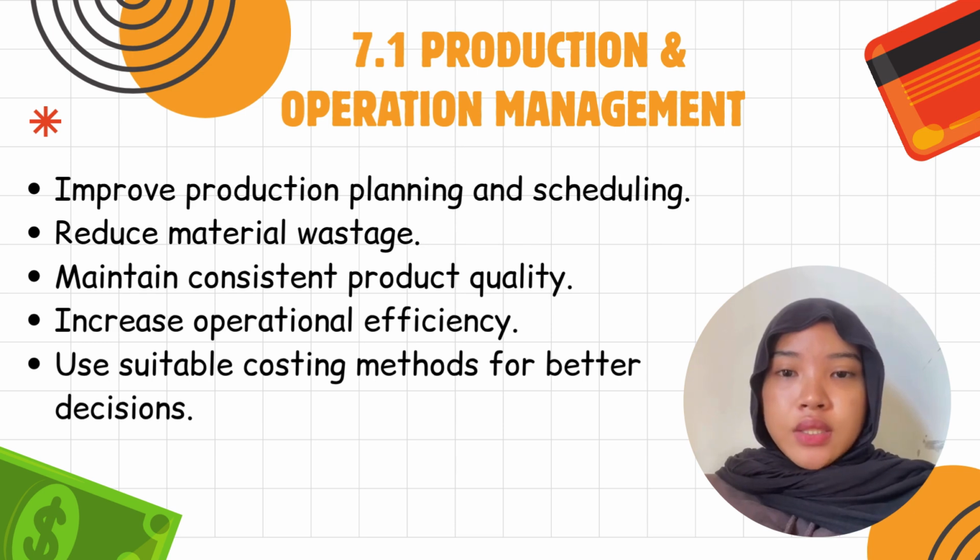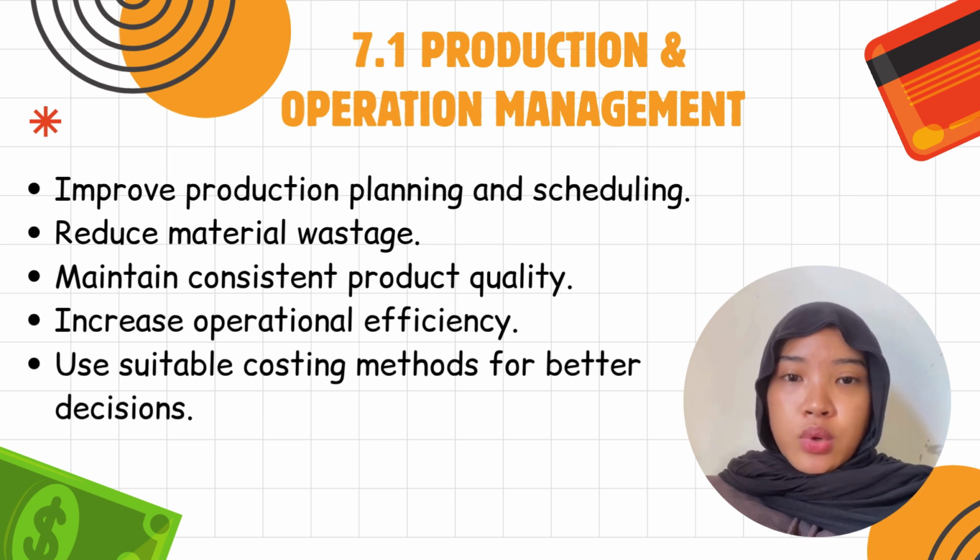The company focuses on improving its production and operation management to increase efficiency and maintain product quality. Firstly, effective production planning and scheduling help ensure customer orders are completed on time. Secondly, reducing material wastage lowers production costs and minimizes unnecessary losses. The company also maintains consistent product quality, which is important for customer satisfaction and brand reputation. In addition, improving operational efficiency helps maximize the use of labor, machines, and other resources.